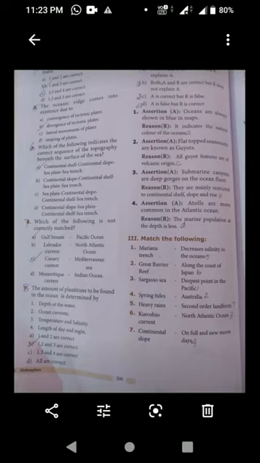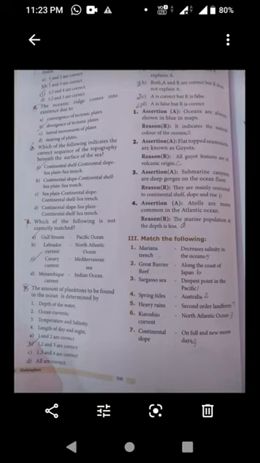Here, four questions are there. First one, assertion A: oceans are always shown in blue in maps. Reason R: it indicates the natural color of the ocean. So for this, which is the correct answer?